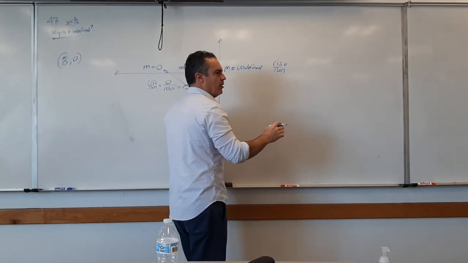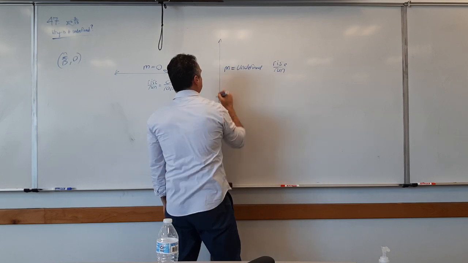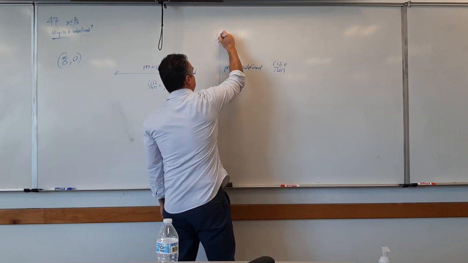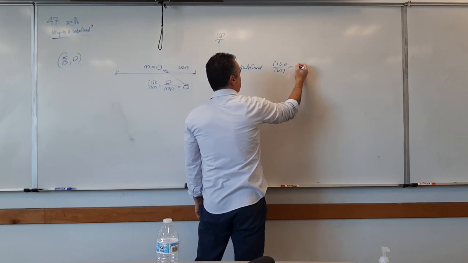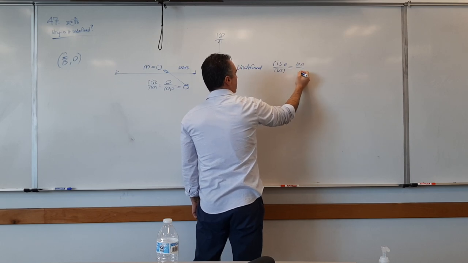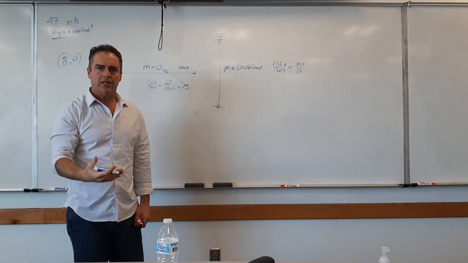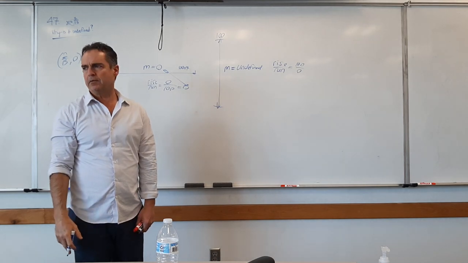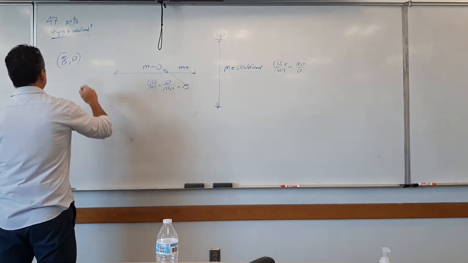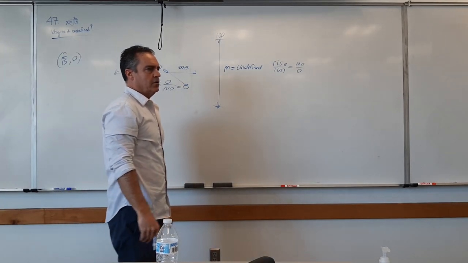Now we come over here, and if I have this vertical line, and I tell you from here to here is 100 feet, so my rise is what? 100. But what's my run? Zero. And division by zero is? Undefined.